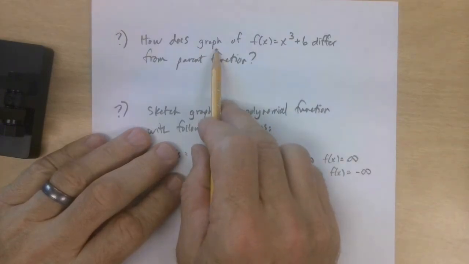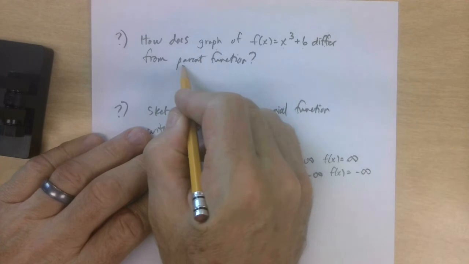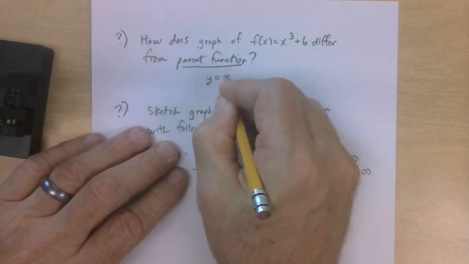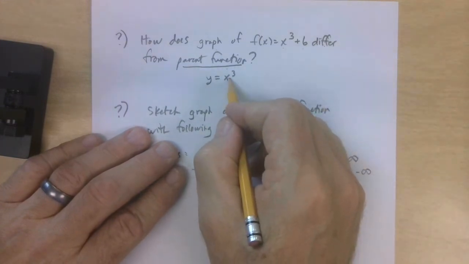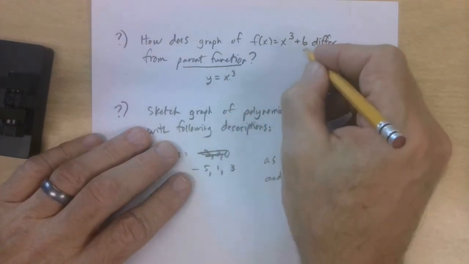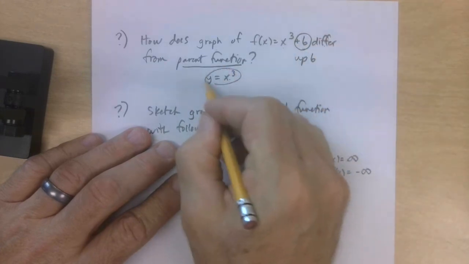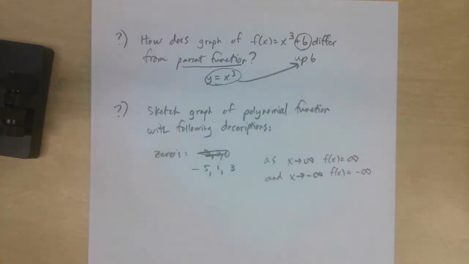Pretty simple one here. How does the graph of f of x equals x cubed plus 6 differ from the parent function? Well, what's the parent function? It's y equals x cubed. So this goes back, first unit stuff. So plus 6 is just simply up 6. It's the parent function moved up 6. That's all you got to say.